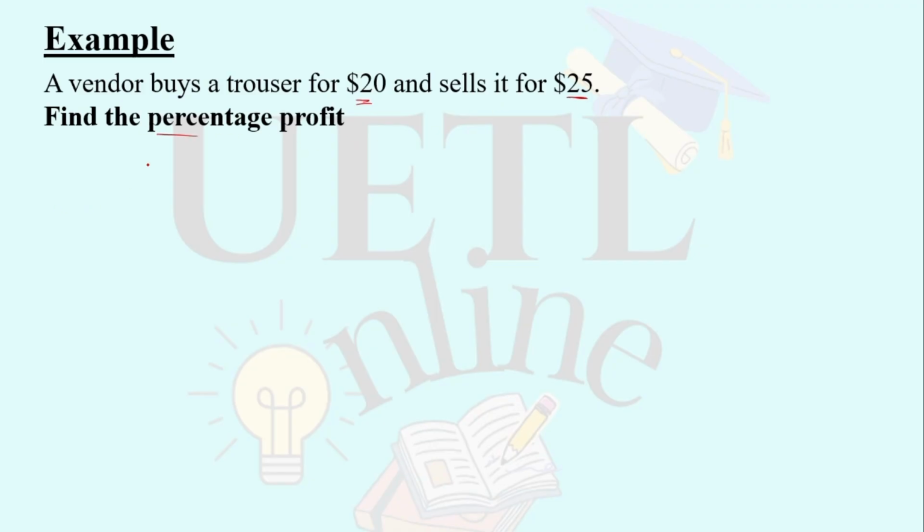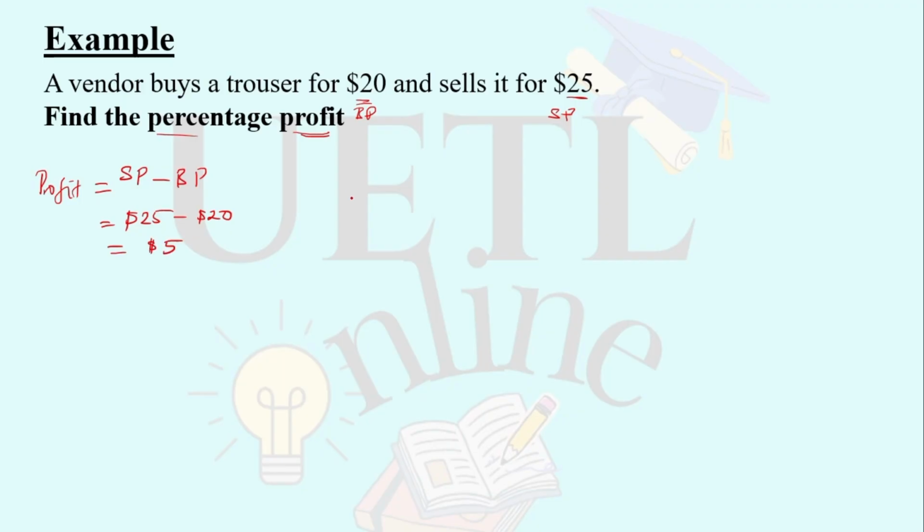Before we find the percentage profit, let's find the profit first. If you want to find profit, you say the selling price minus the buying price. He buys for $20 and sells it for $25, so $25 is our selling price and $20 is our buying price. So we get $25 minus $20, which gives a profit of $5.